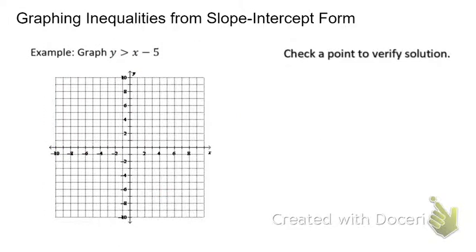Here on this one, my symbol is greater than, again, not greater than or equal to, so it would be a dashed or a dotted line. It will not be solid because the line itself will not be part of the solution. I'm going to start at negative 5. My slope is going to be 1 because it's 1x, so that's up 1 and over 1.